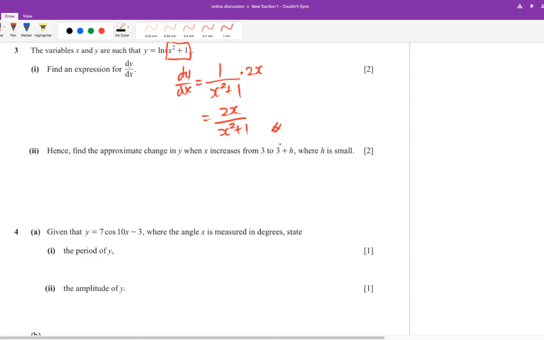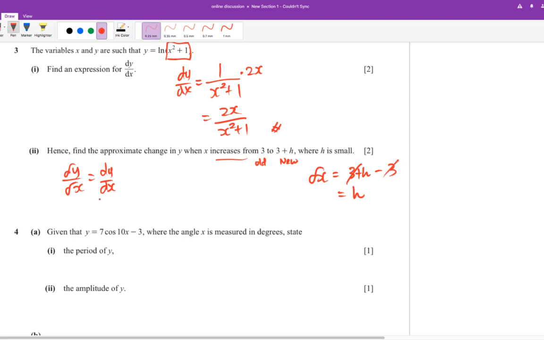Hence, find the approximate change in y such that x is increased. Whenever you see this, you know this is a small change, so the change of y over the change of x equals dy dx. The question tells you that x is changed from 3 to 3 plus h. 3 plus h is the new value and 3 is the old value. To find the change of x, I use the new value minus the old value, so it's h, because 3 minus 3 is gone.